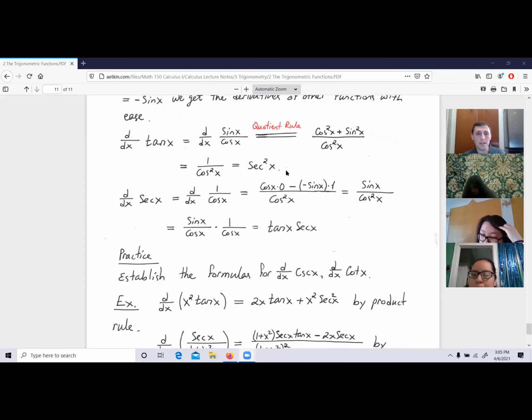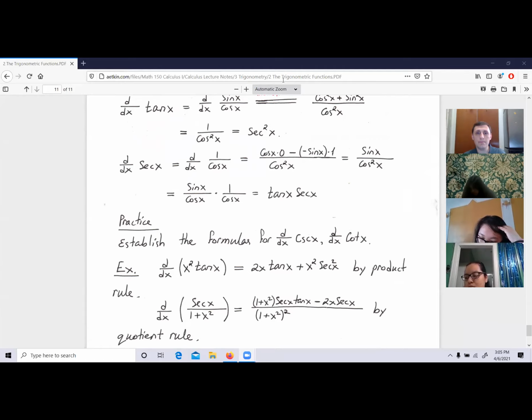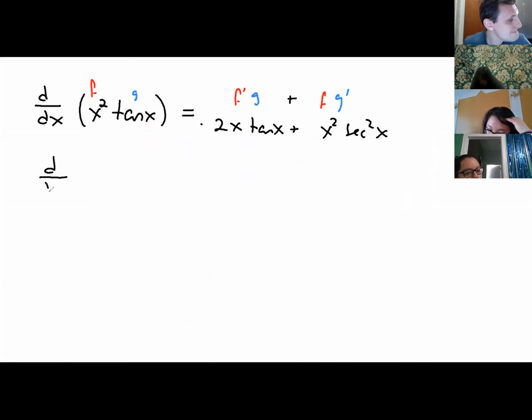Next is, what about secant x over 1 plus x squared? What's the derivative?